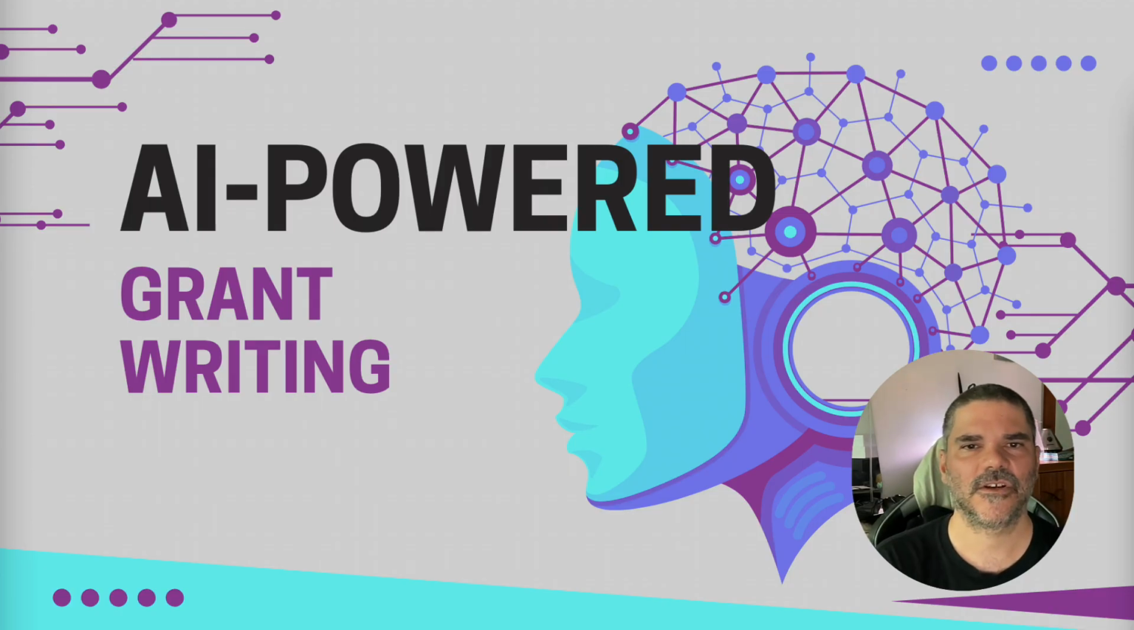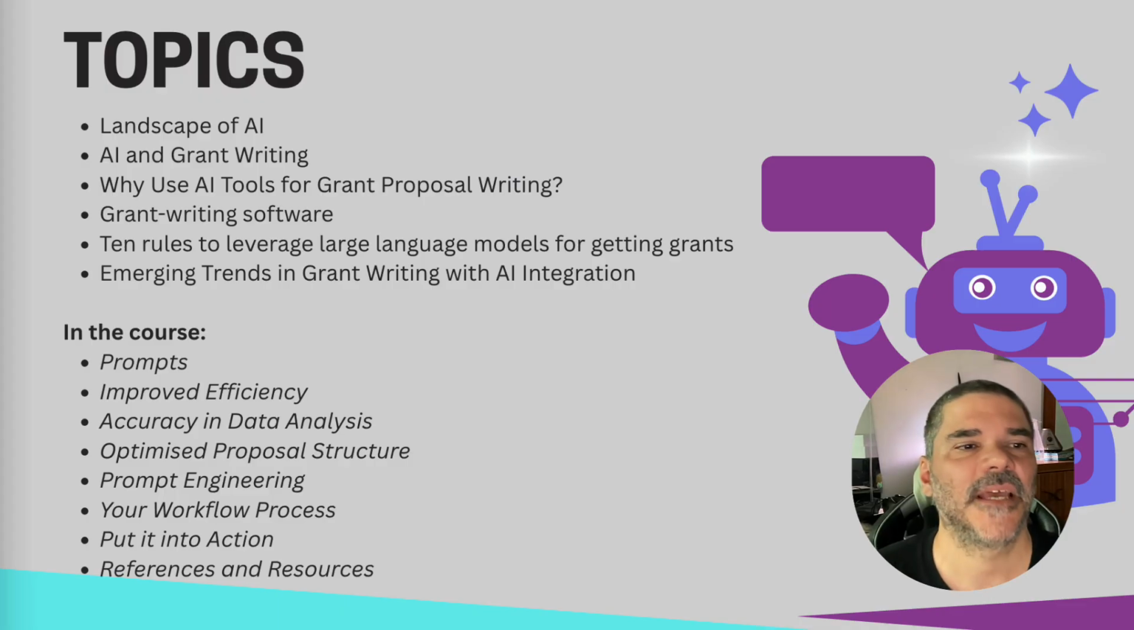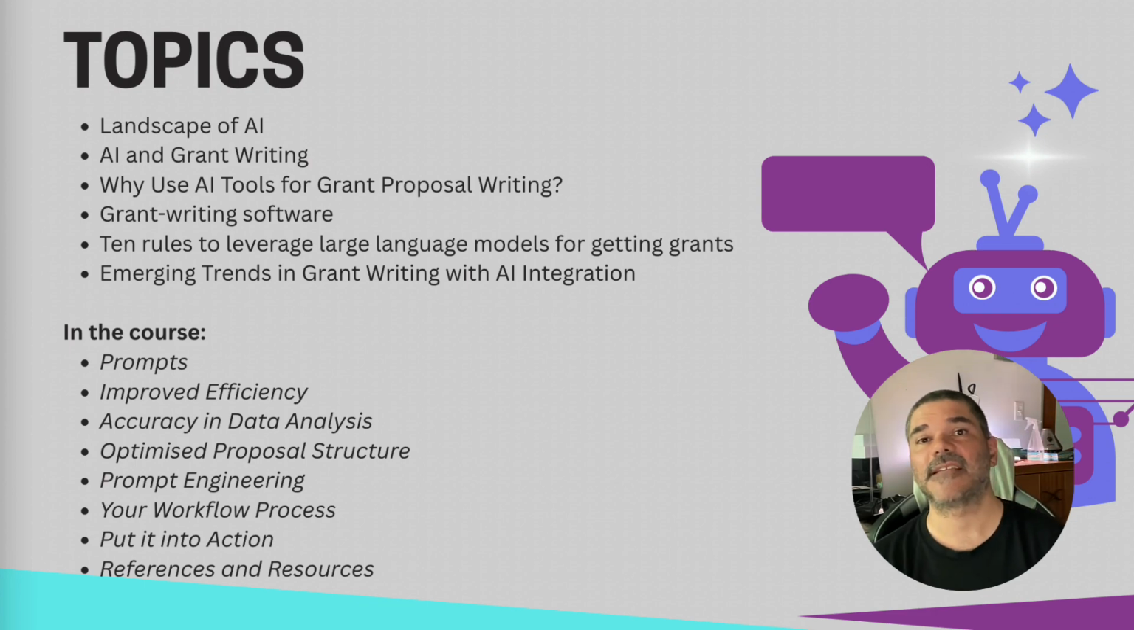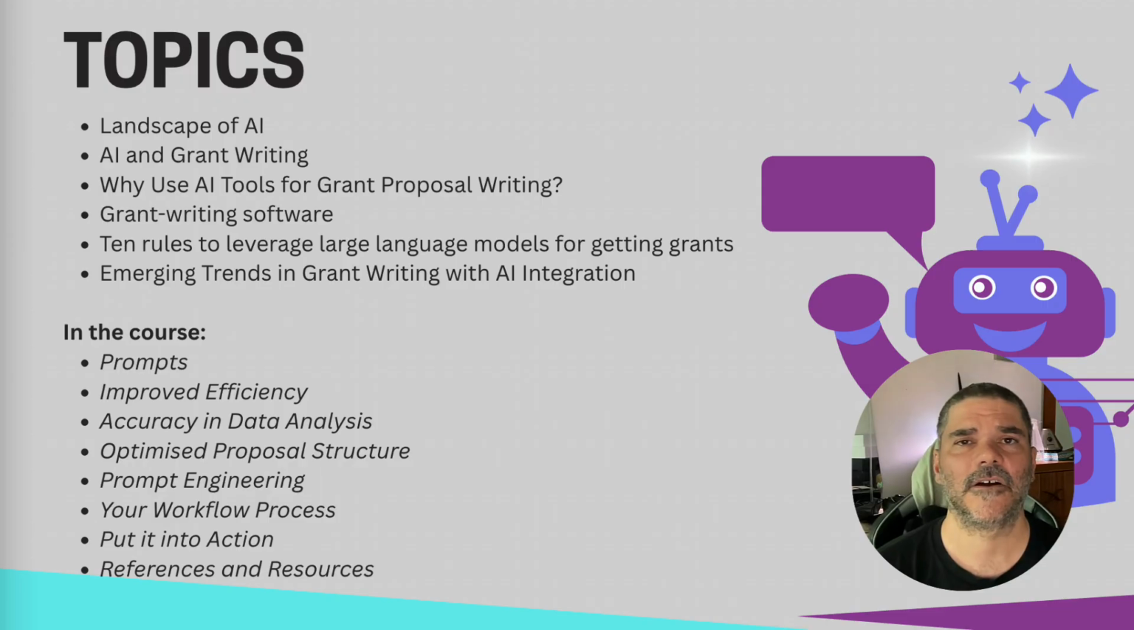So let's talk about what we're going to get into. We're going to talk about the landscape of AI. We're going to talk about AI and grant writing and why use these tools for grant writing. We'll discuss some grant writing software that is out there already. And then I found a really good article on 10 rules to leverage large language models. And we will finish up with some emerging trends in grant writing and AI integration.